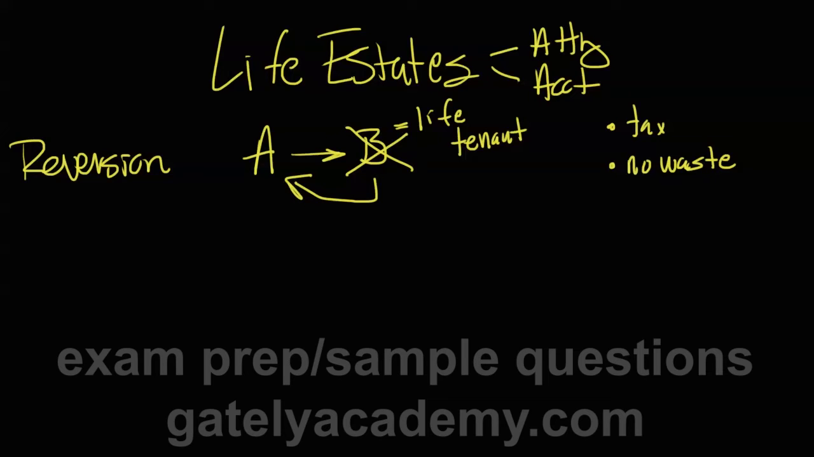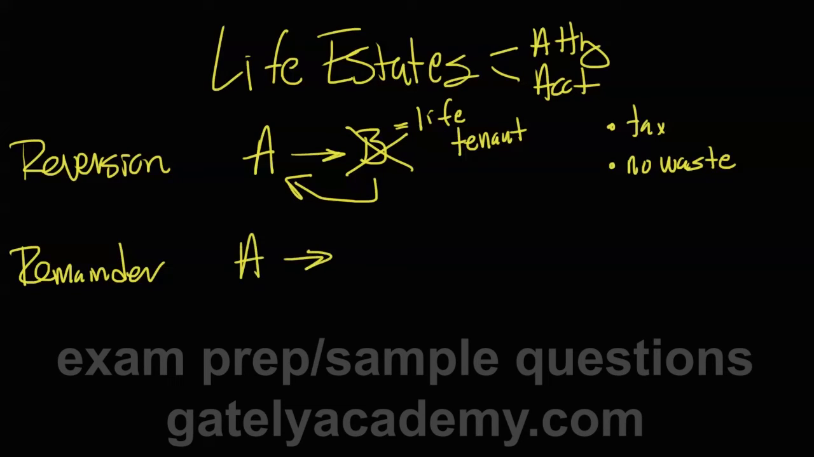Life estate in reversion. Highly likely, both of those people are relatives. Extremely likely they're relatives. Extremely likely. In fact, all of these are almost always set up with relatives. So, life estate in remainder.